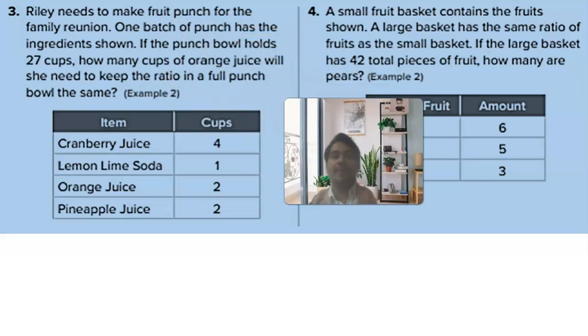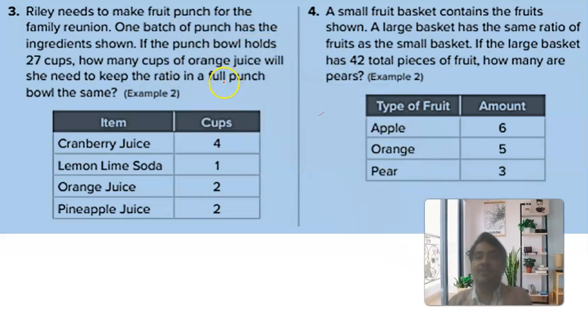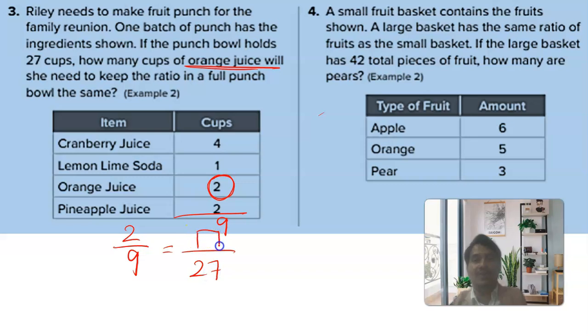Let's see the next one. Riley needs to make fruit punch for the family reunion. One batch of fruit punch has the following ingredients. If the punch bowl holds 24 cups, how many cups of orange juice will be needed? So it's basically just to check how many orange juices are there, 2. 2 to the total. What is the total of this? 5 and this is 9. So 2 orange juices for a total of 9. Then if the punch bowl holds 27, then how much? That is the question.